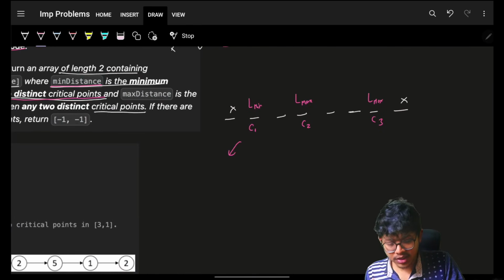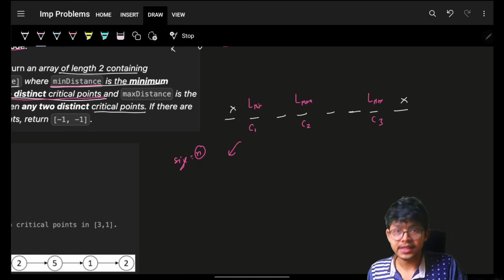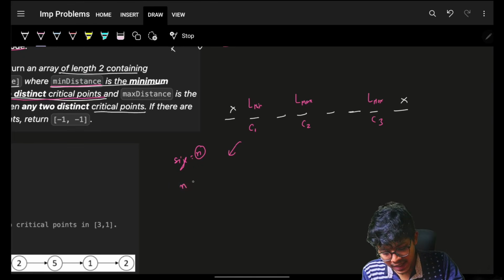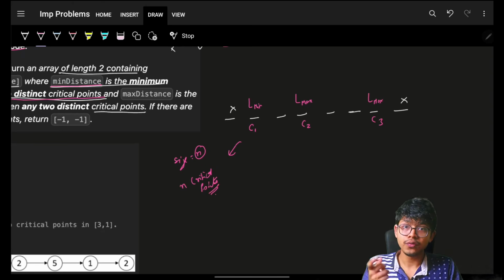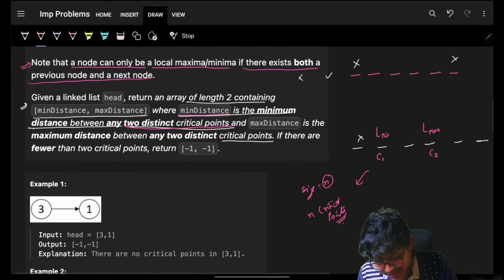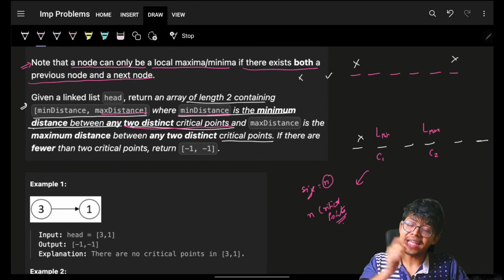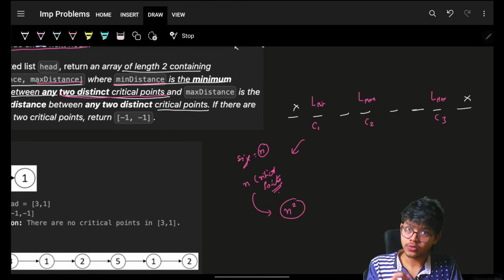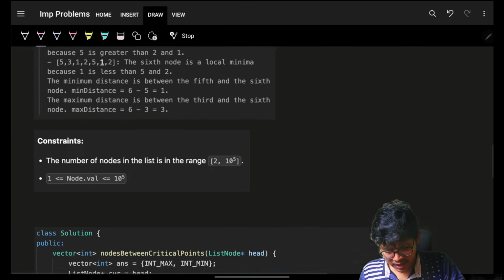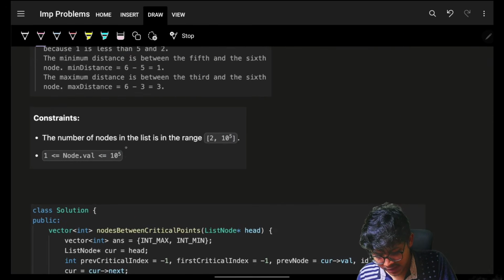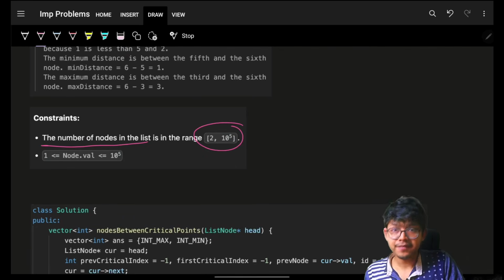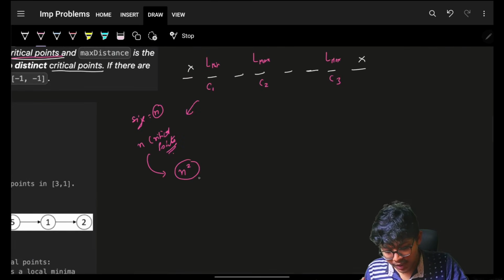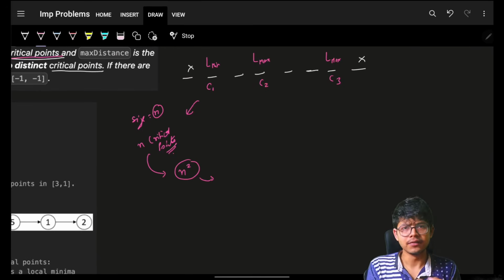So imagine that you had an array of size n. So obviously in worst case you could have n critical points. Now if I go and ask you to find the minimum distance and the maximum distance between any two critical points, you might end up going and trying for all the n square pairs, which obviously is not a good thing considering that the number of nodes can be 1e5. So if you go and try for all the n square pairs, it will give you TLE.